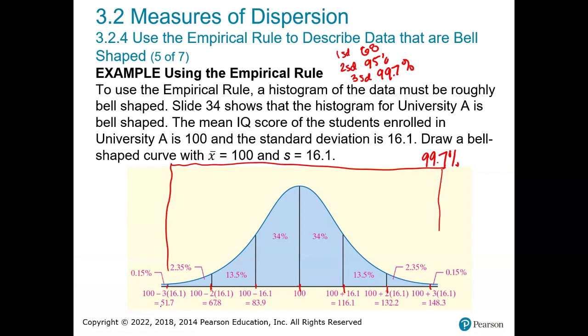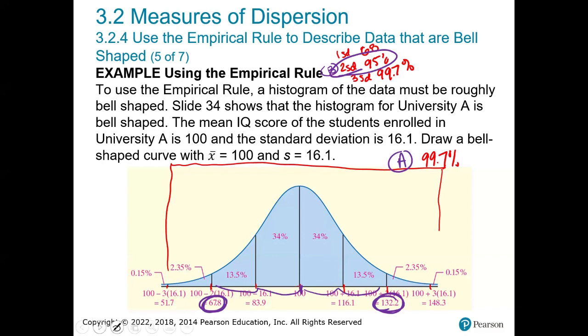Okay, so I find those values, 67.8 to 132.2. From the mean, that is 1, 2 back, 1, 2 up. So the answer to A was three standard deviations, 99.7. The answer for B is two standard deviations up and down, or 95% of my data.